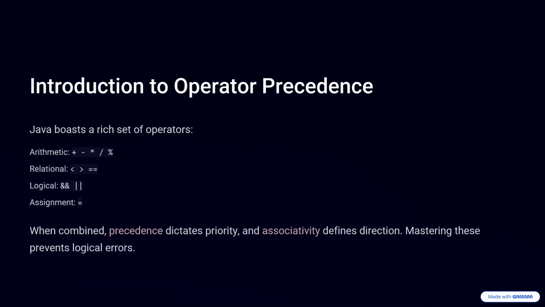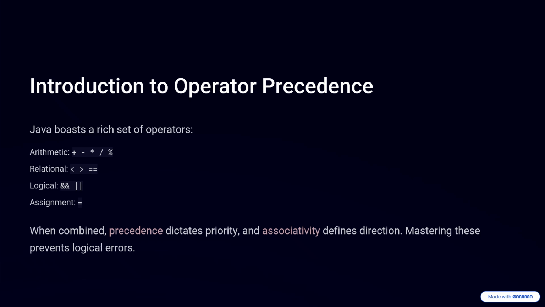Java has a wide variety of operators: arithmetic, like addition, subtraction, multiplication, division, modulus; relational, like less than, greater than, equal to; logical, like logical and, logical or; and the assignment operator, like equal to. When we combine these in a single expression, the computer needs to know which operation to perform first.